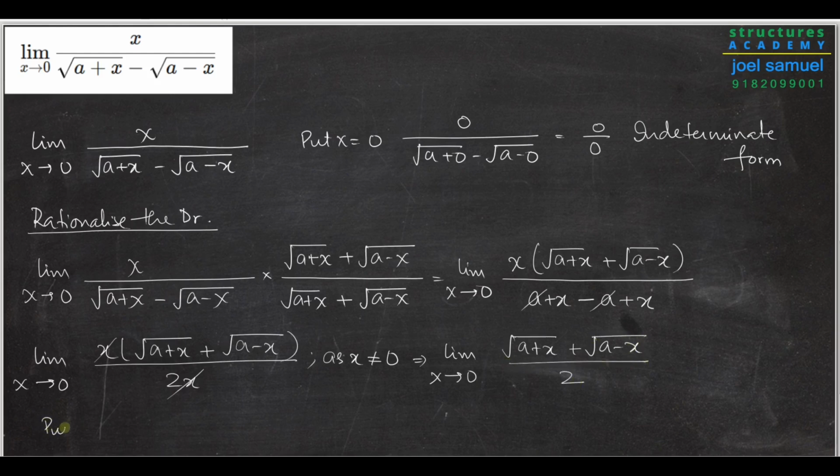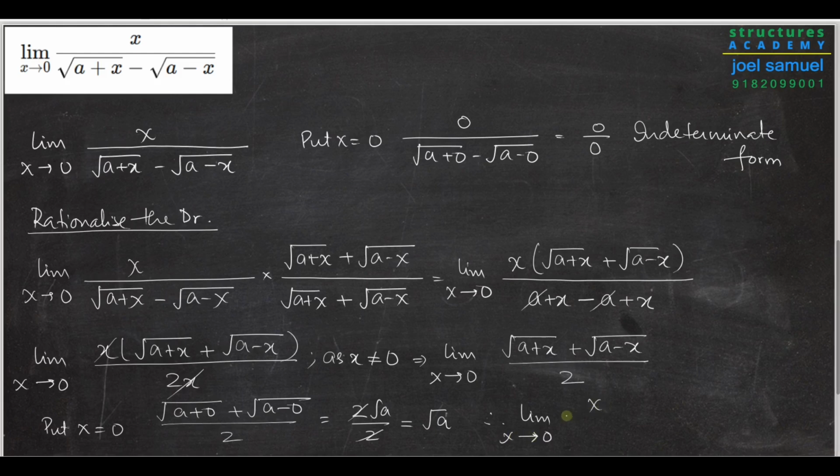So now let's put x equal to 0, which gives us (root a plus 0 plus root a minus 0) divided by 2. So the numerator becomes root a plus root a, that is 2 root a, divided by 2. We cancel the 2's and then we are left with root a. Therefore, the limit as x approaches 0 of x divided by (square root of a plus x minus square root of a minus x) is equal to root a, and that is the final answer.